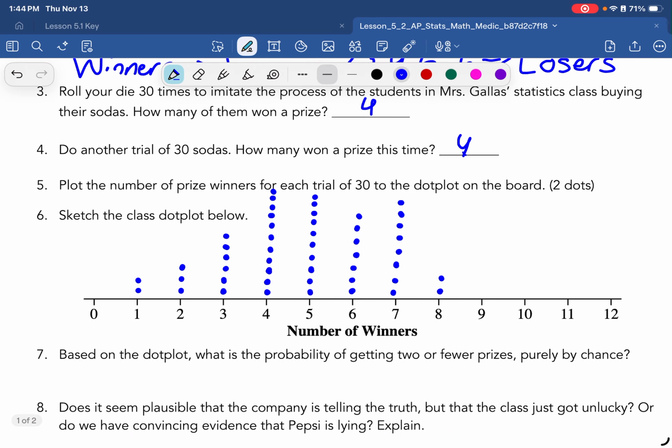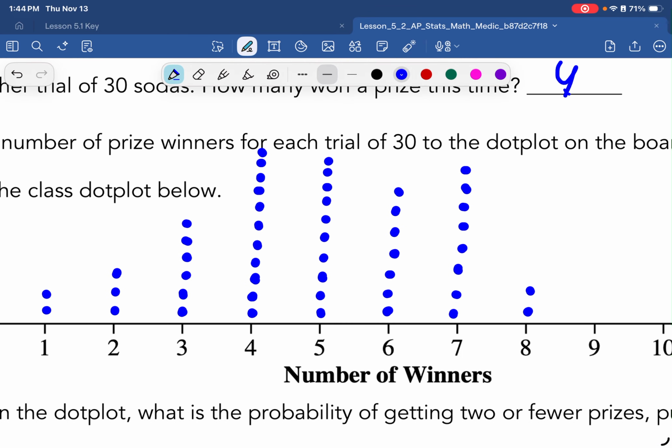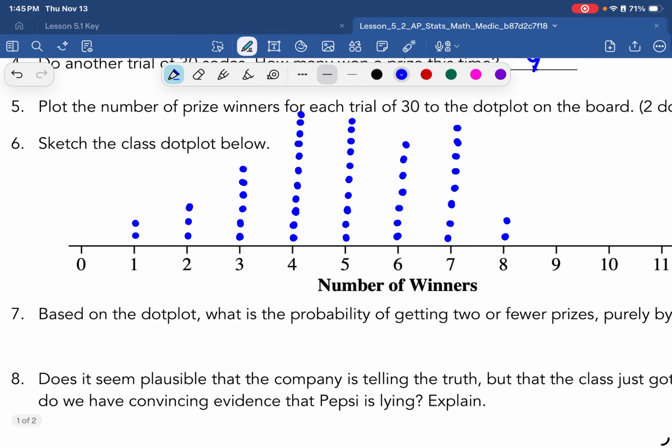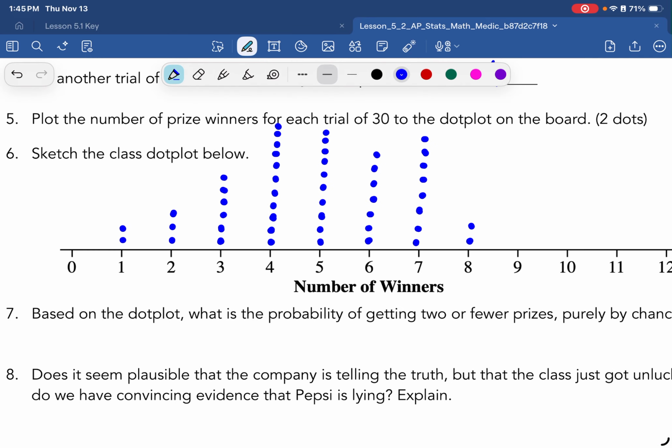So here's a dot plot, an example of when I did it a long time ago, with my simulated winners. What we want to look at, based on the dot plot, is the probability of getting 2 or fewer prizes purely by chance. I hope you would agree this is by chance. We can see here the class results are everything 2 or less.